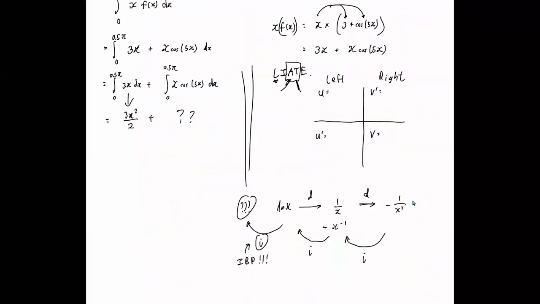By the way, this is a rule of thumb. It only works around 80% of the time. The more difficult, interesting questions are those where this LIATE mnemonic doesn't work, and your only answer to how to select U and V prime is guess and check. Guess and check is the only way. The goal is to ultimately break it down into another integral that is easier to integrate, or possible to integrate.